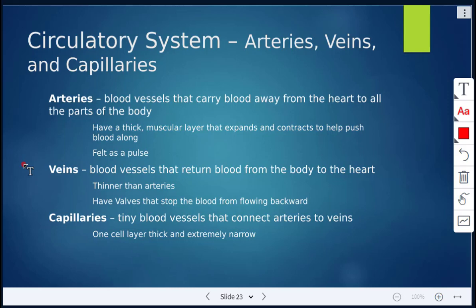And then next we have capillaries, and these are the tiny, tiny blood vessels that connect the arteries to the veins. They're very, very narrow, extremely narrow, and they're only one cell layer thick, all right, to allow for diffusion.